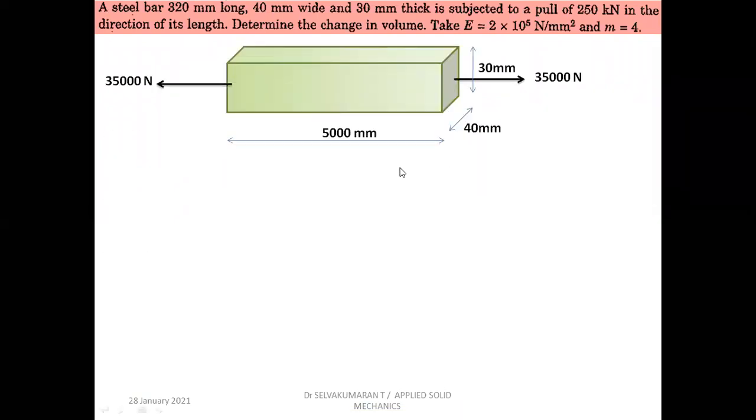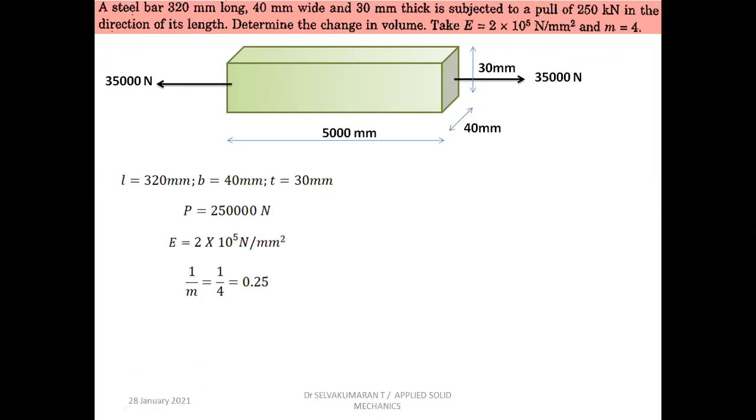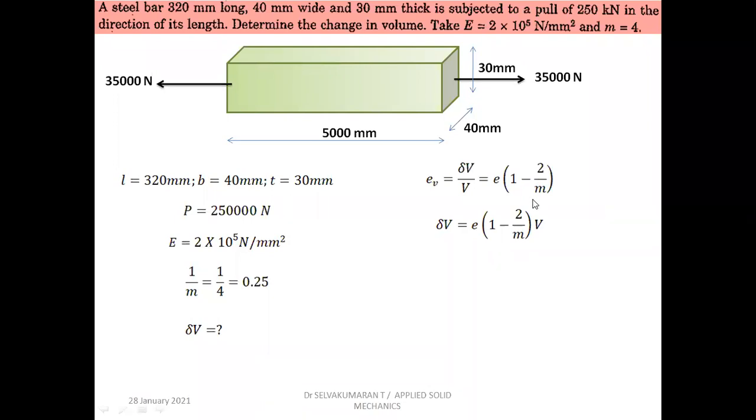Okay, in the diagram, all the dimensions were represented. These are the given data. So we have to find delta V, the change in volume. The change in volume by original volume is nothing but the volumetric strain, which is equal to strain e into 1 minus 2 by m, where 1 by m is the Poisson's ratio. By taking this V to the right hand side, cross multiply it, you get delta V, the change in volume. Delta V is equal to e into 1 minus 2 by m into V.